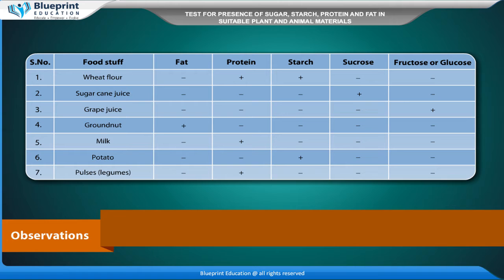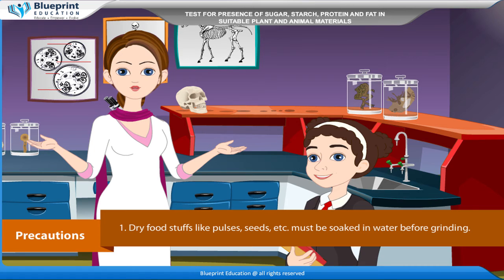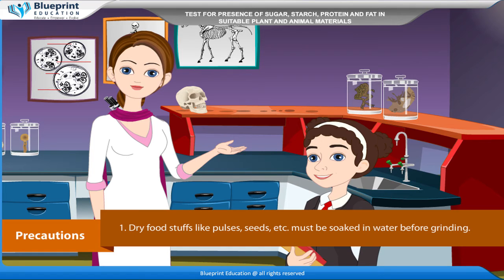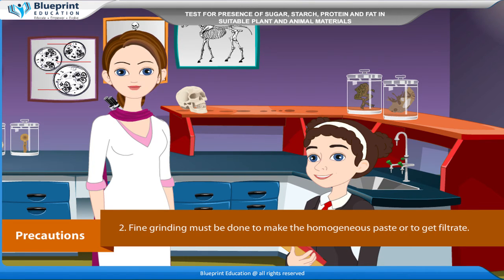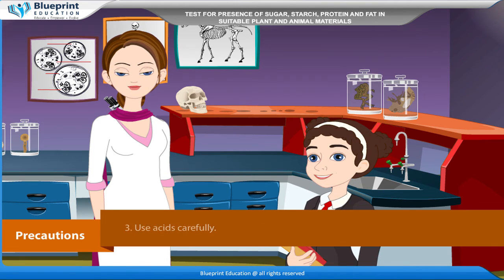Observations: serial number, foodstuff, fat, protein, starch, sucrose, fructose or glucose; wheat flour, sugarcane juice, grape juice, groundnut, milk, potato, pulses, legumes. Precautions. Dry foodstuffs like pulses, seeds, etc. must be soaked in water before grinding. Fine grinding must be done to make the homogeneous paste or to get filtrate.